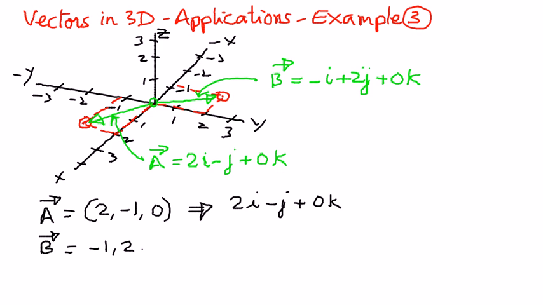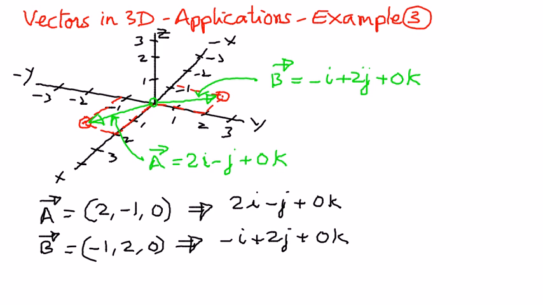-1, 2 and 0, and the way we can represent that in terms of components is negative i plus 2j plus 0k. And just for our understanding's sake, I want to plot these two vectors on the graph. I've got the graph started so that we don't waste time, and I can point it out as we talk.